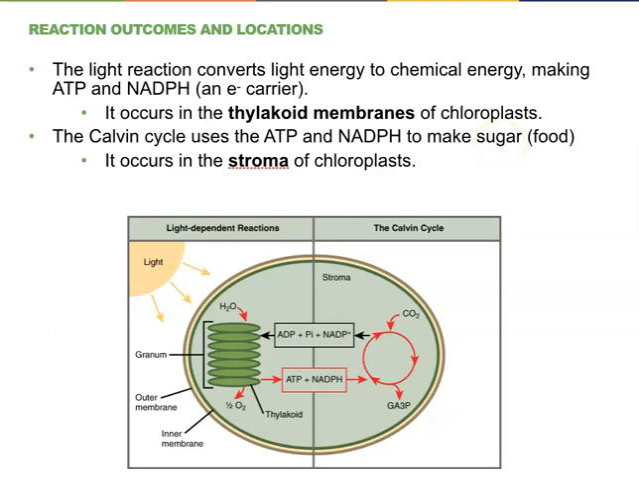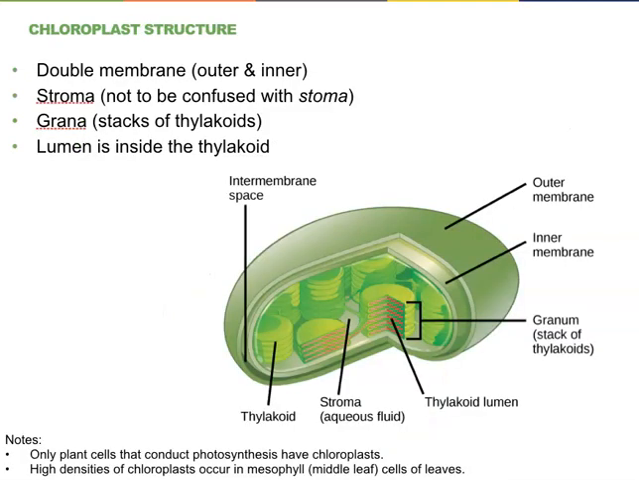So where are we going to go? I just want to finish this piece up with what a chloroplast actually looks like. The chloroplast structure has a double membrane, outer and inner, and an intermembrane space. The stroma is not to be confused with stoma or stomata, and the grana are stacks of thylakoids. And the lumen is inside the thylakoid.